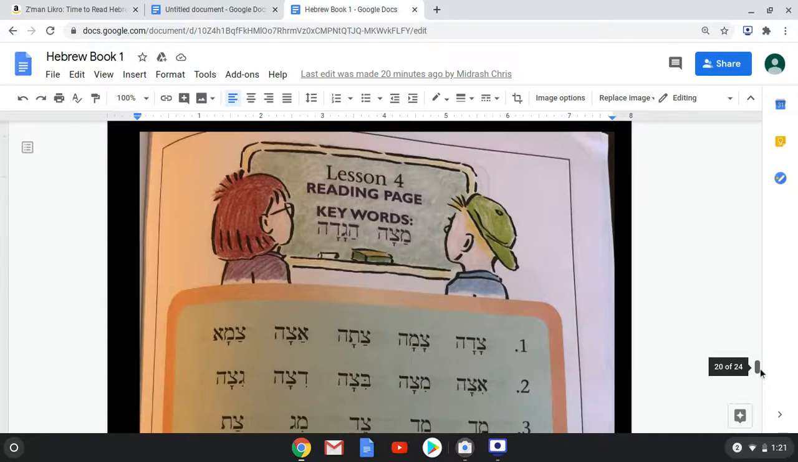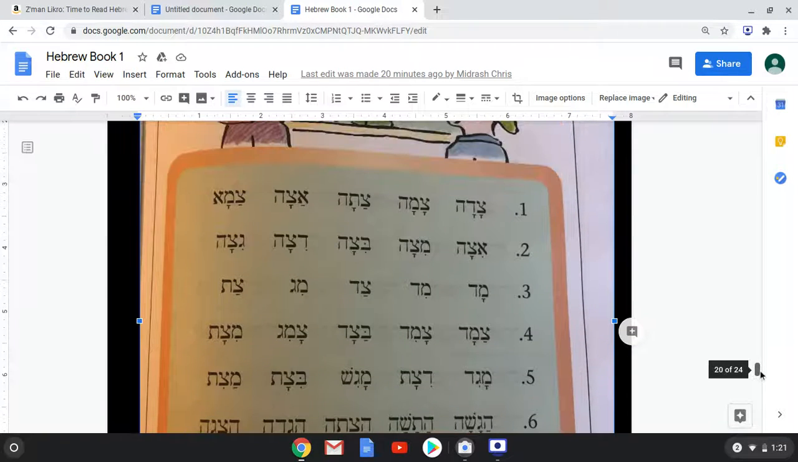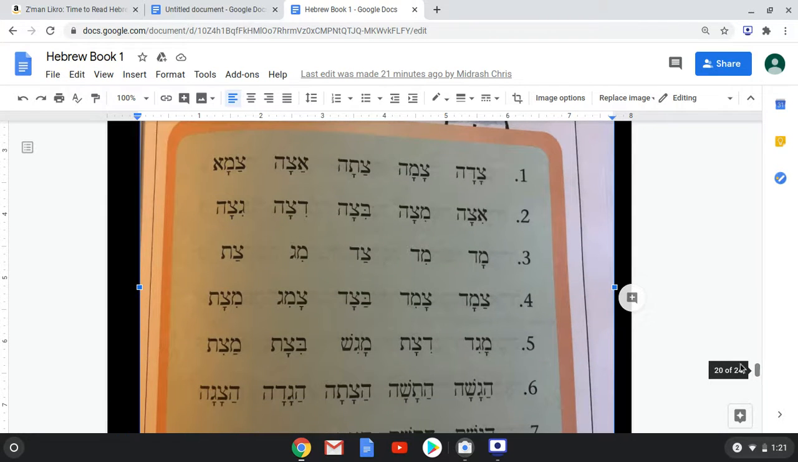Okay, let's go. So our keywords are matzah and Haggadah. We're going to have a little more with tzadi. Okay. So same thing. I'm going to have to watch myself here and make sure I don't do the Z sound. Okay. 1.